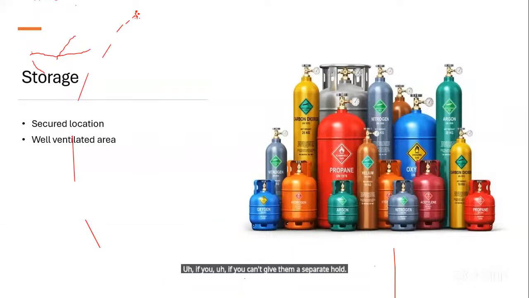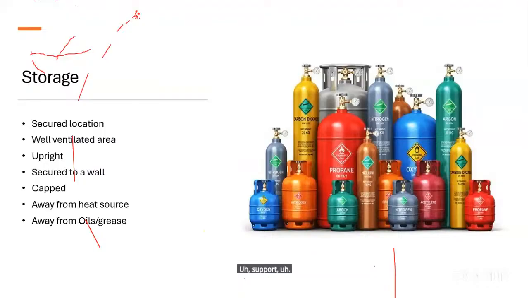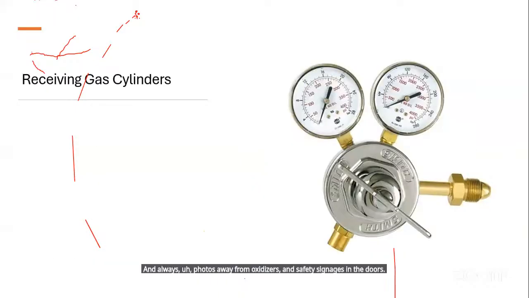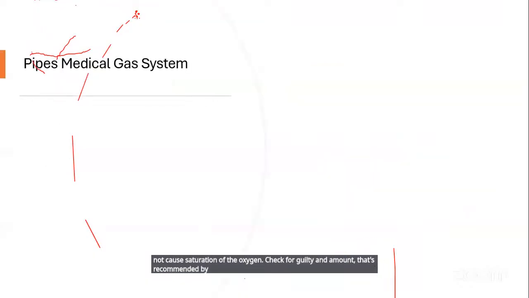So if you have, for example, acetylene, store it away from oxygen or nitrous oxide. They should be stored upright. The area should be well ventilated and secured, capped, away from heat sources, away from oils and grease, and always flammables away from oxidizers, with safety signages on the doors. When you receive your cylinders, make sure they're not leaking, so it will not cause saturation of the oxygen. Check for the built-in amount, that's recommended by SPAHI or mandated by SPAHI.